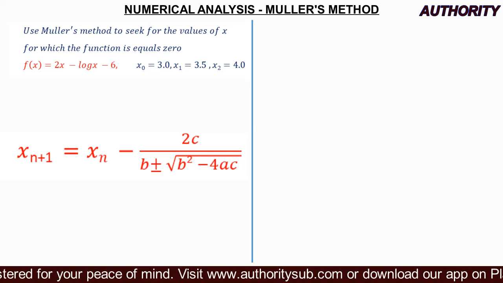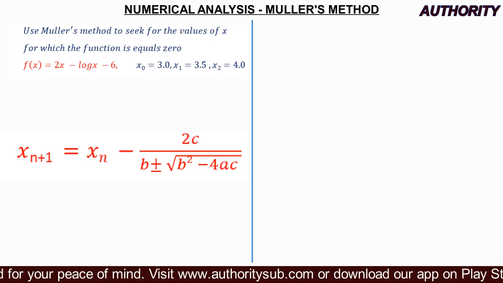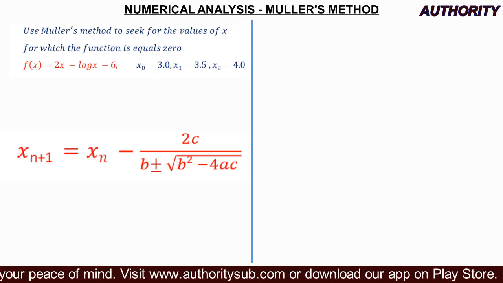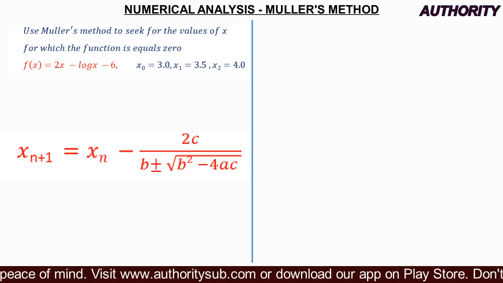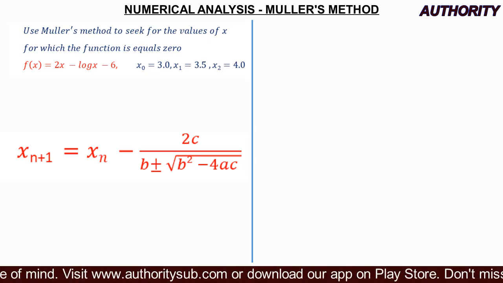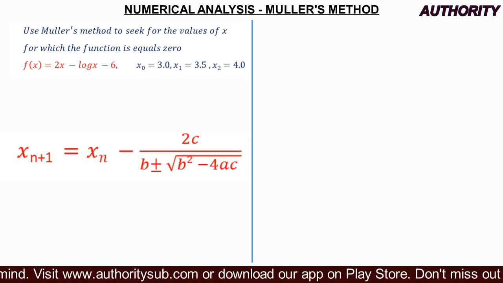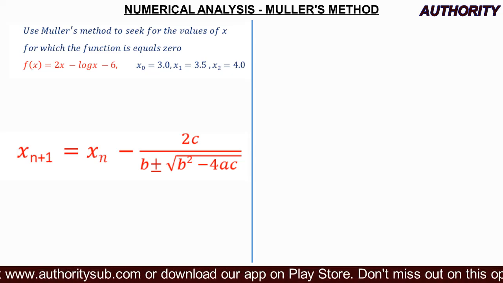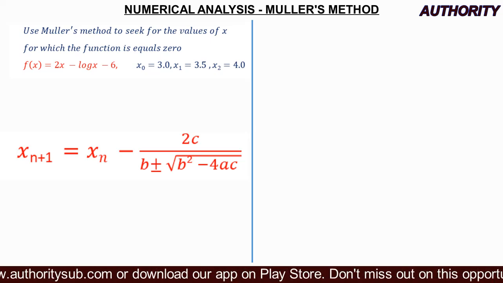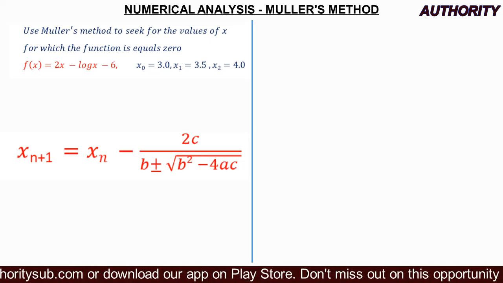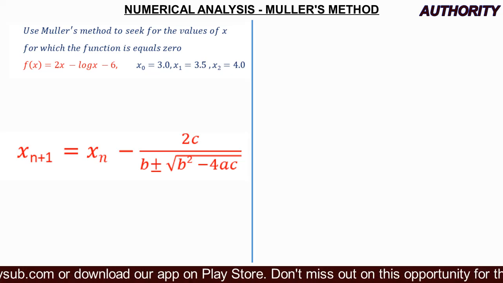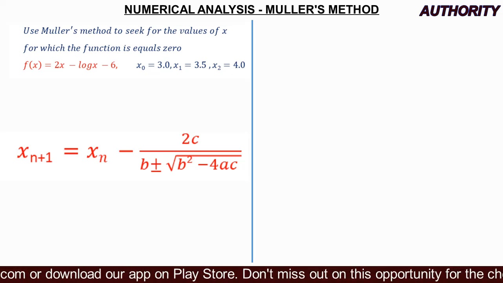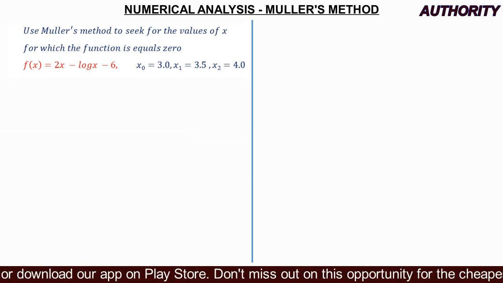So in this formula, we have xn plus 1 is equal to xn minus 2c all over b plus or minus square root of b squared minus 4ac. So we are going to find the values a, b, c. Then we bring it back here and then we solve. So look at what we are going to do. Please pay attention. It's very simple.